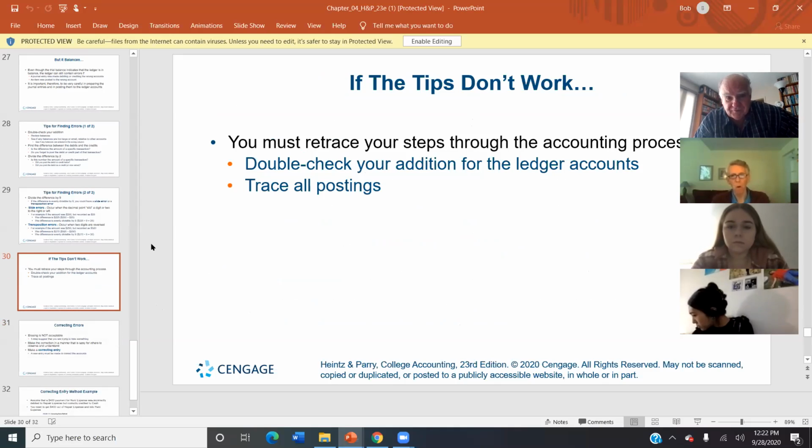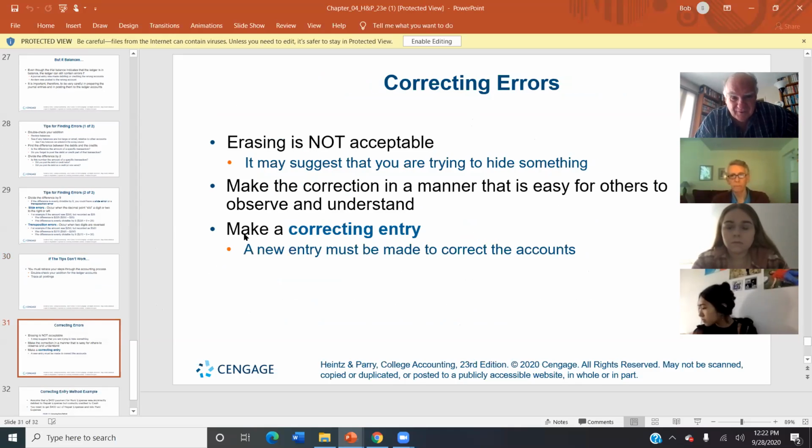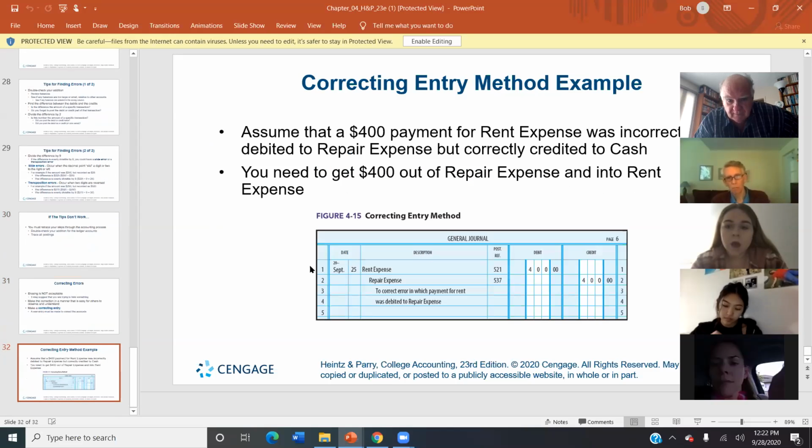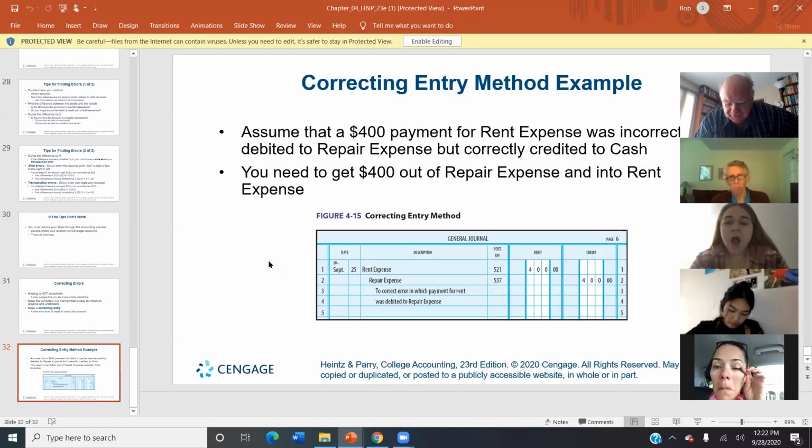And if none of that works, double check. Correcting errors. You can't erase. You have to do a new entry. I recommend reversing the wrong entry and entering the right entry. Wow, a lot of correcting. They must assume you guys are going to make a lot of mistakes.